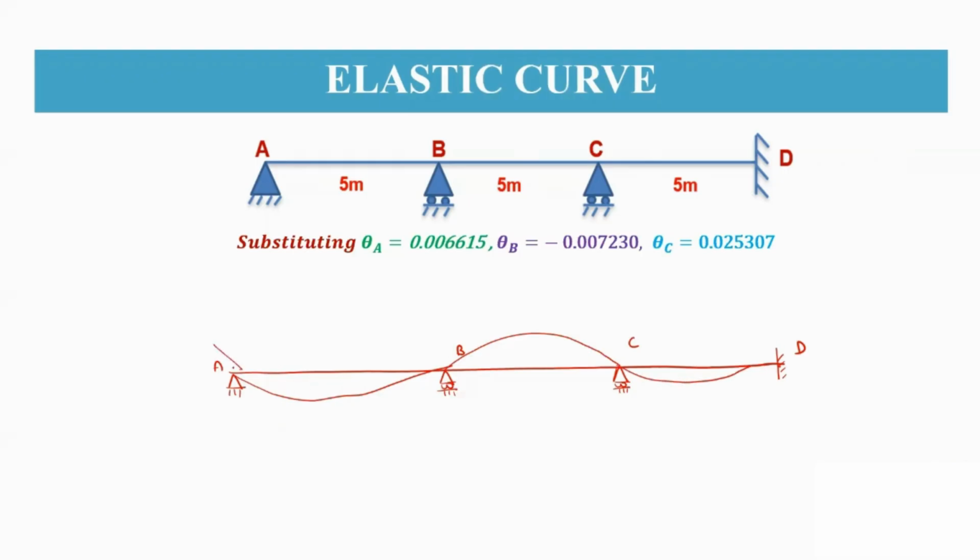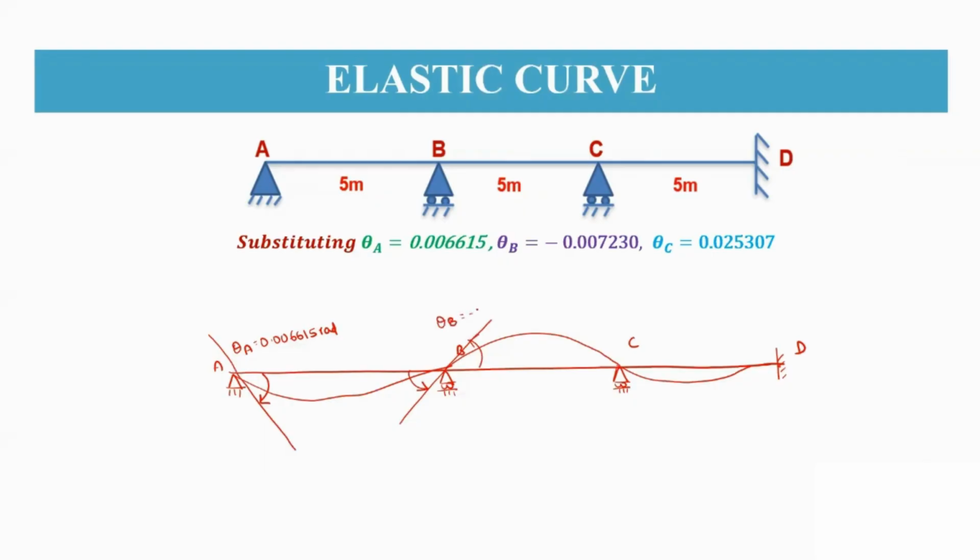So when we draw a tangent to this line, you are getting a clockwise rotation, theta A, equal to 0.006615 radian.